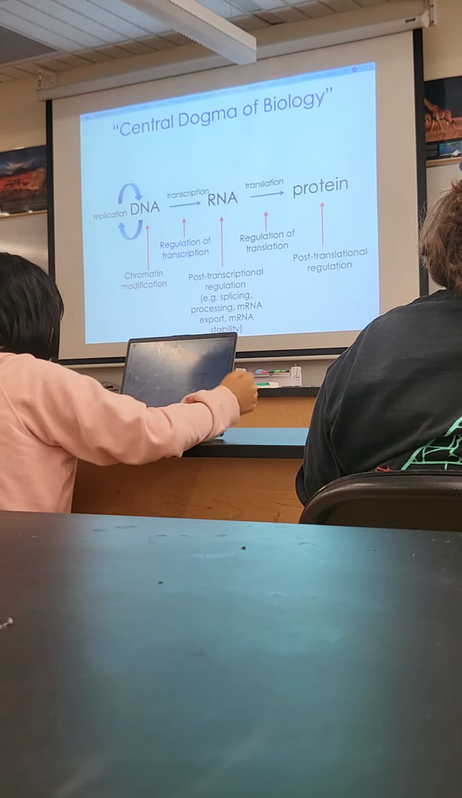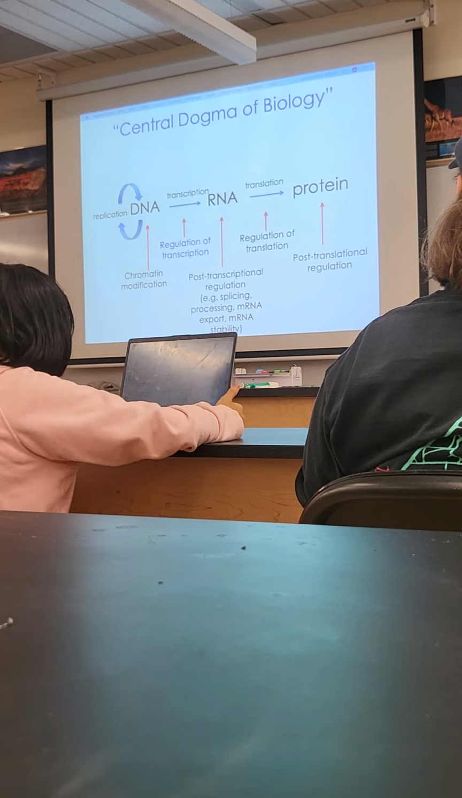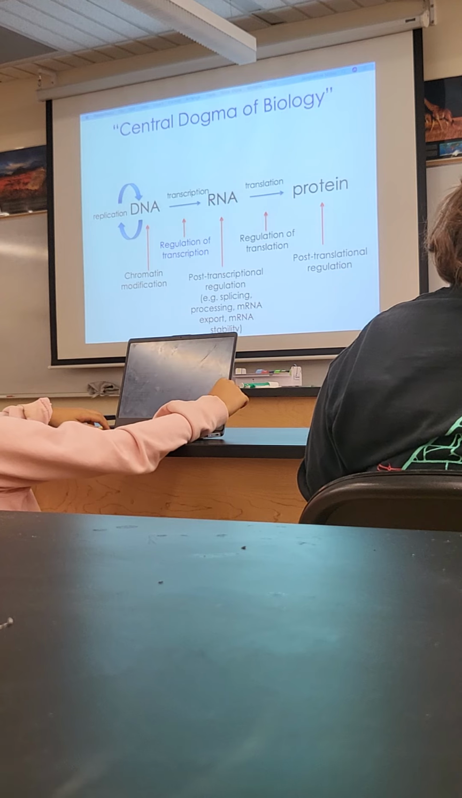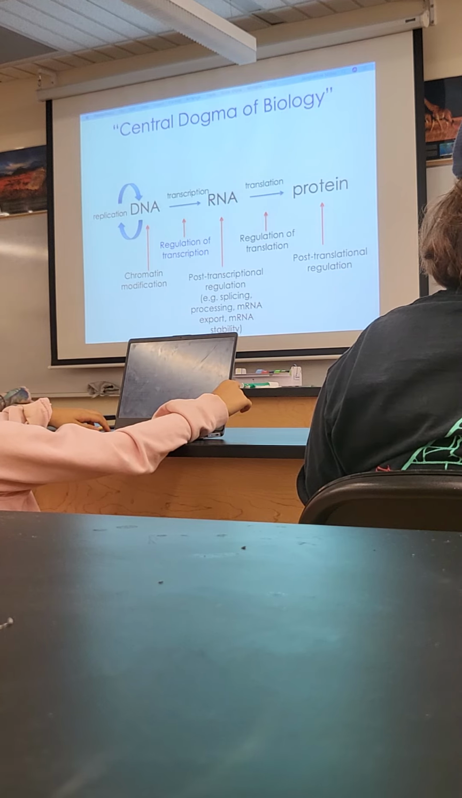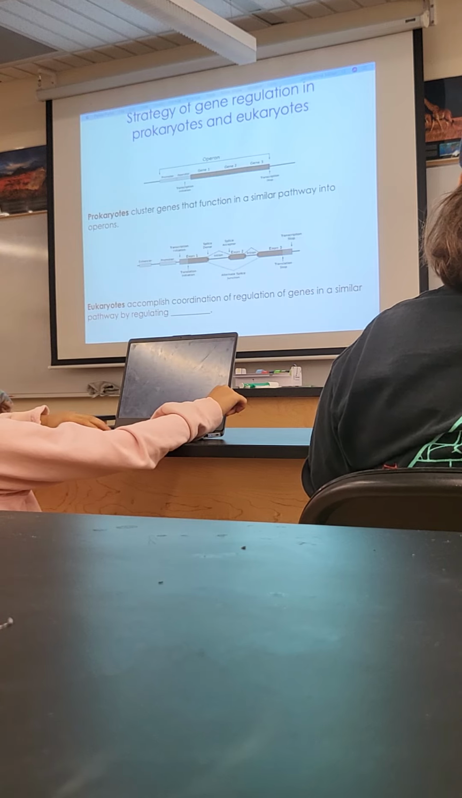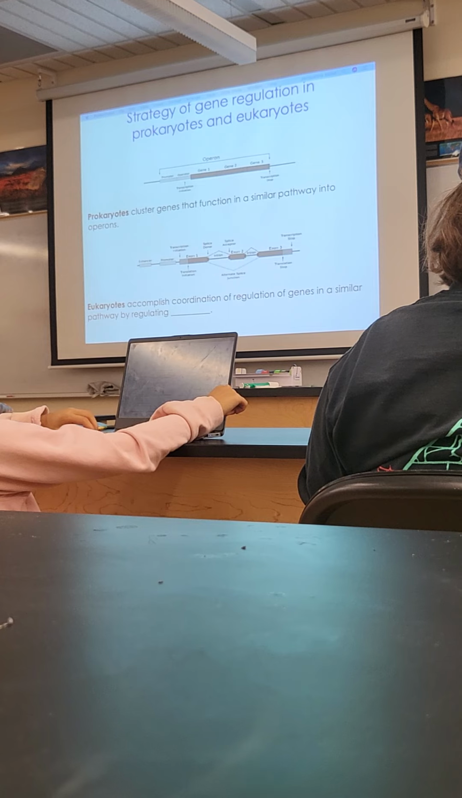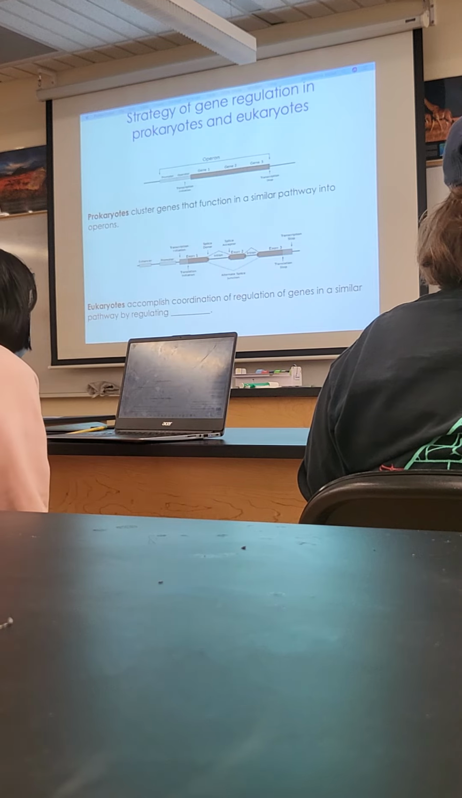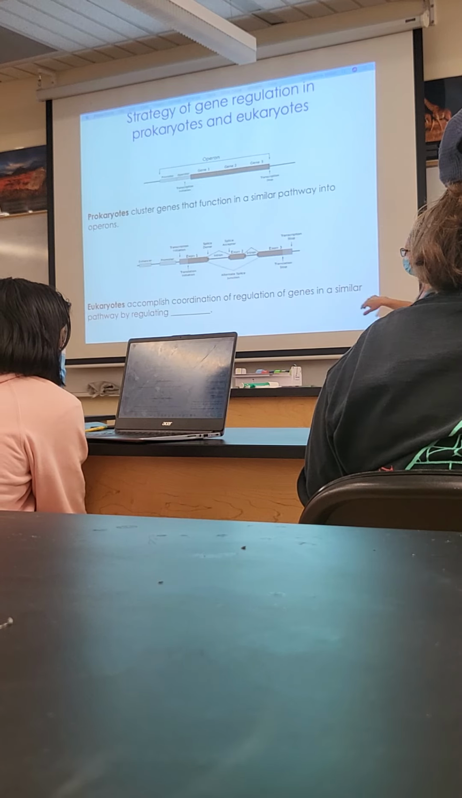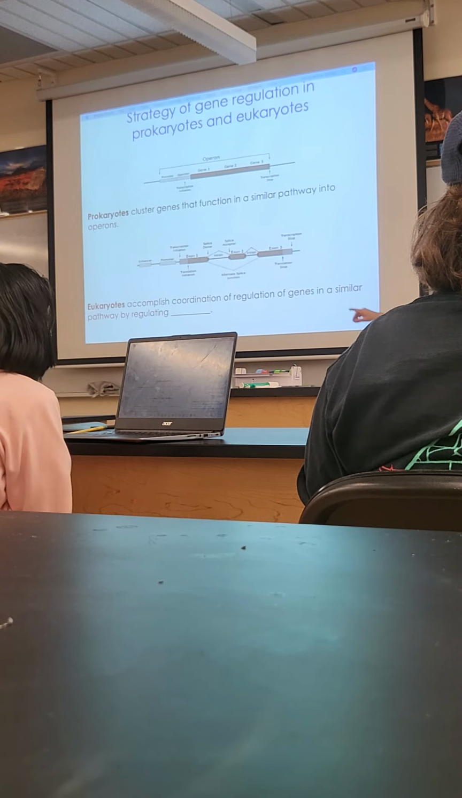Okay. So we're going to just briefly touch on transcription regulation. For prokaryotes, we talked about the lac system. We're mainly going to focus on how this is different in eukaryotes. So in eukaryotes, we don't use the operon idea. There's not this kind of clustering of genes that are working together under the control of the same set of regulatory sequences. Instead, eukaryotes can coordinate regulation of genes by regulating something else.